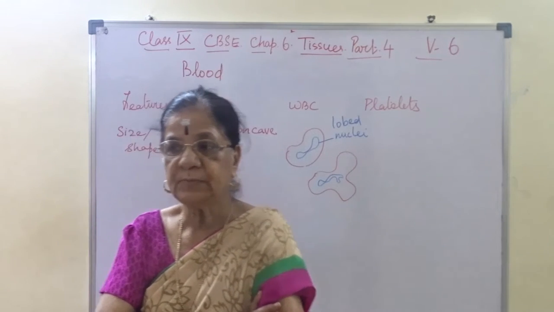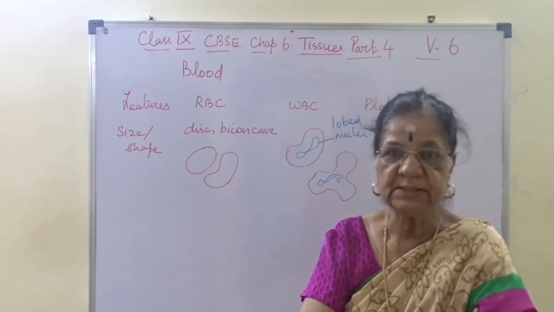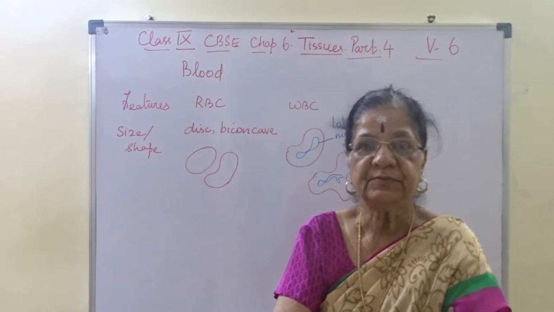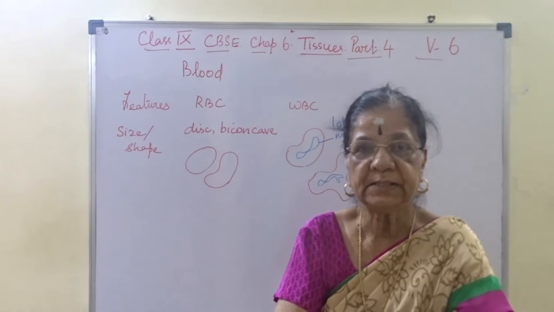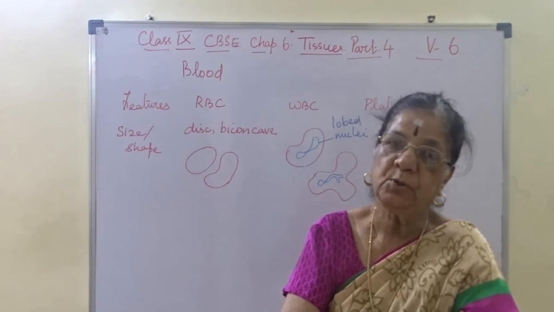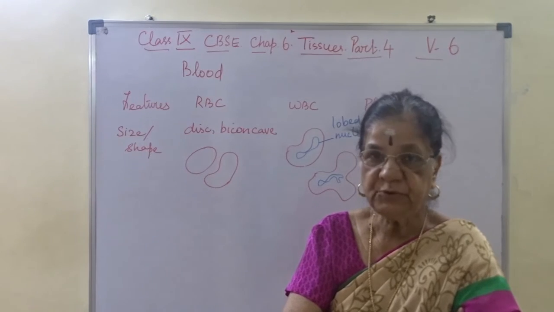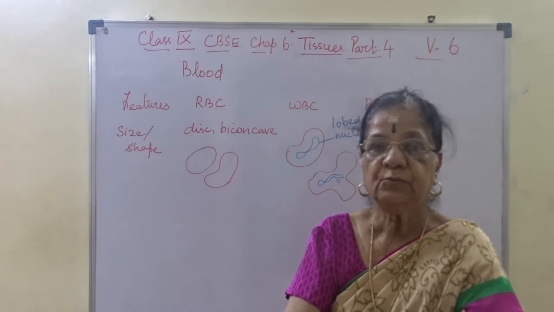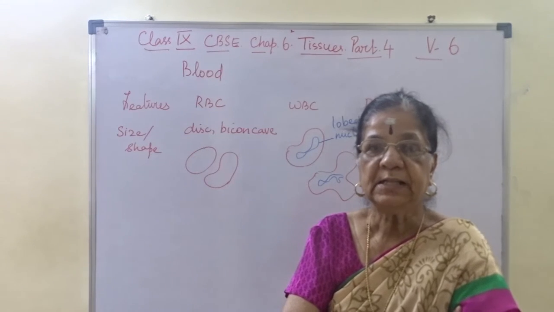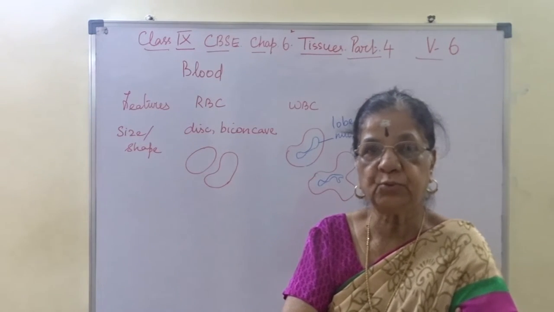Xylem is composed of xylem elements or xylem components: xylem tracheids, xylem vessels, xylem parenchyma and xylem fibers. In the same way, phloem is composed of phloem sieve tube, companion cell, phloem parenchyma and phloem fibers. That description we have seen in video sessions 3 and 4.